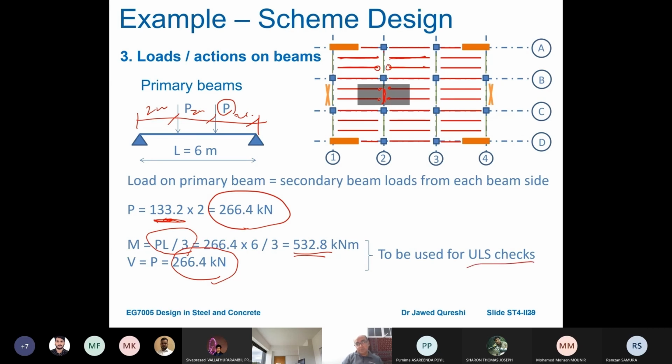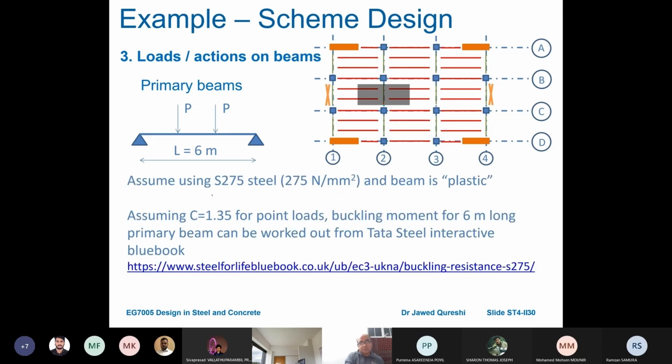This is a primary beam. In primary beams, normally we check buckling. Assume S275 steel and the beam is plastic, and assume value of C1 equal to 1.35.